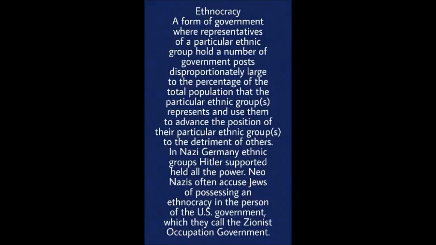Ethnocracy, a form of government where representatives of a particular ethnic group hold a number of government posts disproportionately large to the percentage of the total population that the particular ethnic group or groups represents, and use them to advance the position of their particular ethnic group or groups, to the detriment of others. In Nazi Germany, ethnic groups Hitler supported held all the power. Neo-Nazis often accused Jews of possessing an ethnocracy in the person of the U.S. government, which they call the Zionist occupation government.